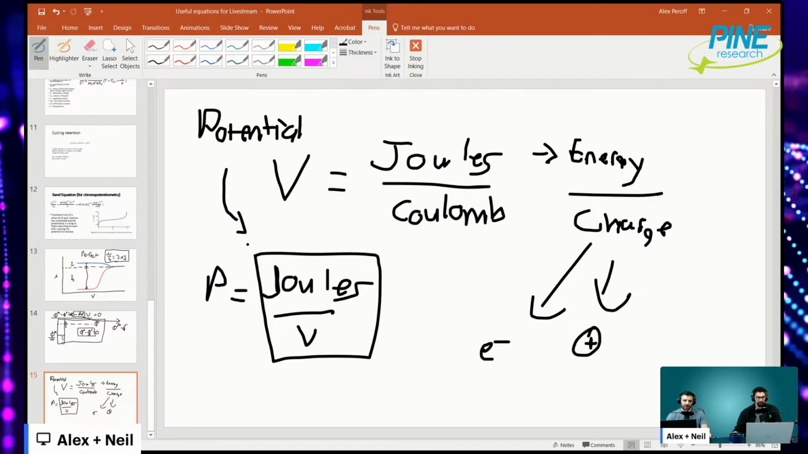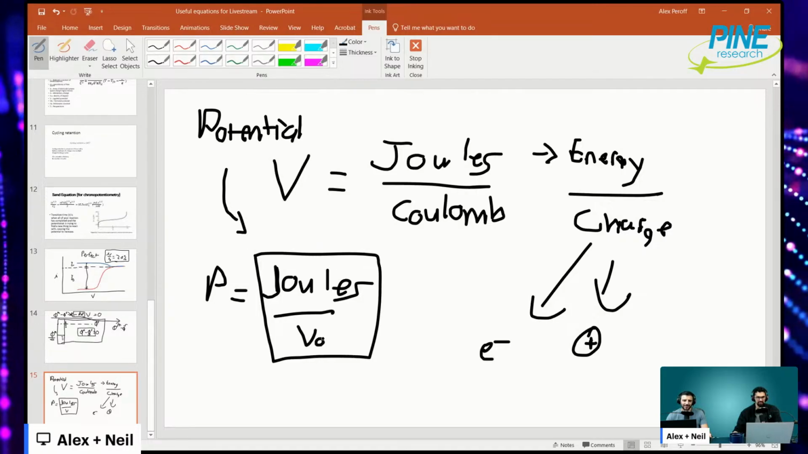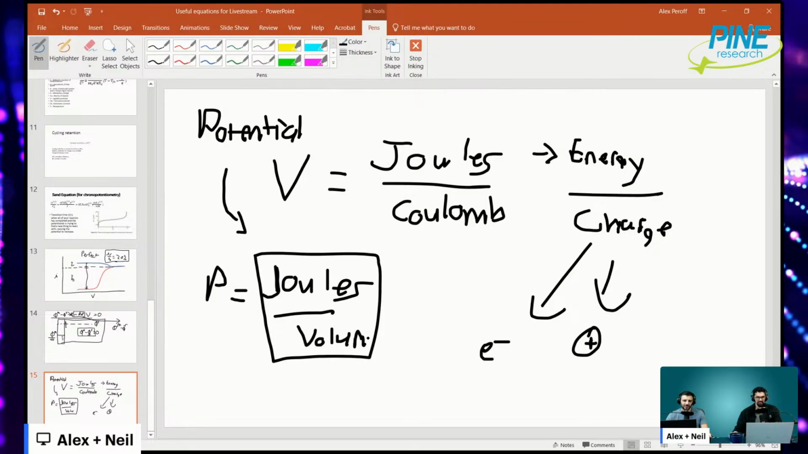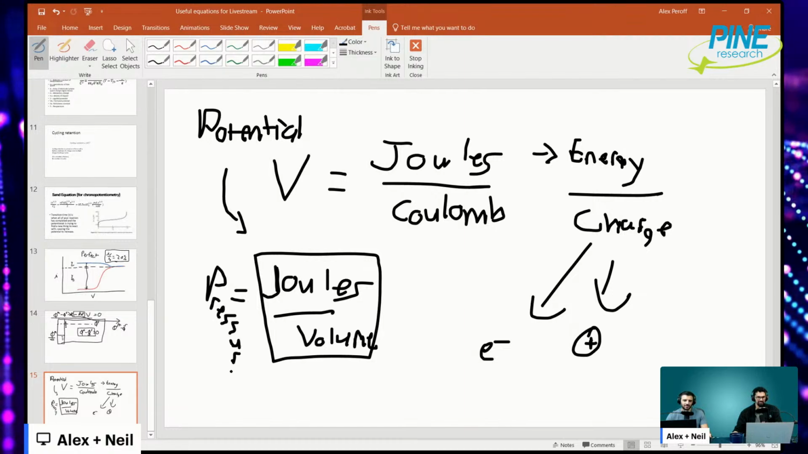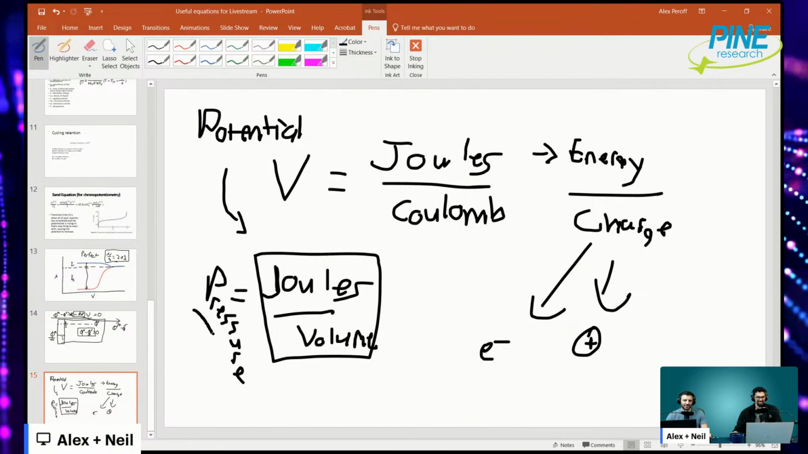Don't use V for volume, otherwise it just looks like volts. Yeah, that's okay, it's too much volume. And this is pressure. It's like an acrostic. Yeah, an acrostic. There we go.